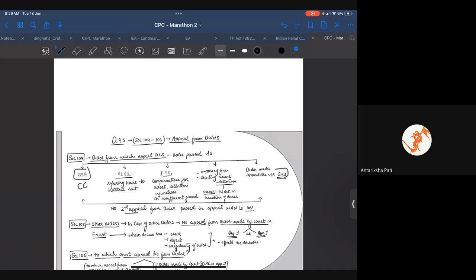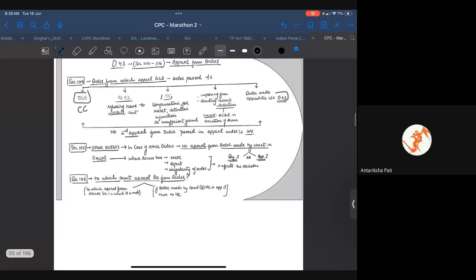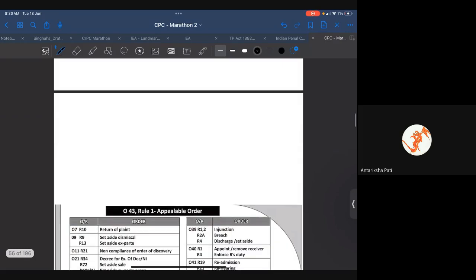105 also says other orders. In case of other orders, no appeal lies from an order made by a court in original jurisdiction or appellate jurisdiction, except where the decree has an error, defect or irregularity in the order and it affects the decision. 106 says to which court appeal lies from an order: to the court to which appeal from the decree lies, in which the order is made, or if the order is made by a court which is not a High Court in appellate jurisdiction, then through the High Court this appeal can be made.